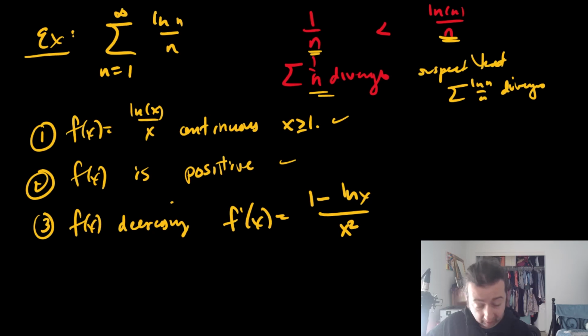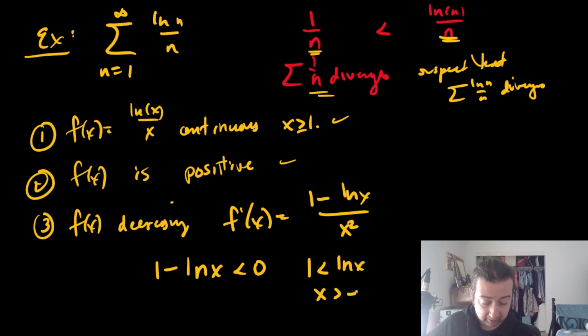So what I care about now is, when is this negative? Well, 1 minus natural log of x is negative whenever 1 is less than the natural log of x. And that will happen for all values x bigger than e. So I don't care if it's for all x, but what I mean by decreasing is there has to be a point at which the function is always decreasing past that point.